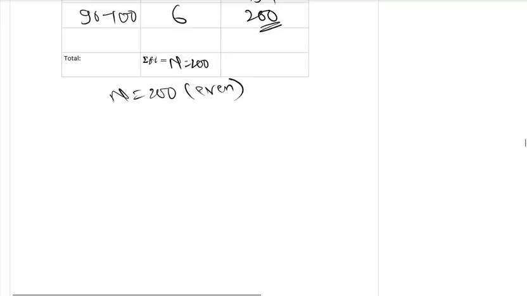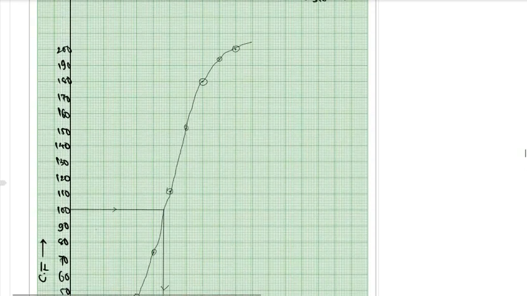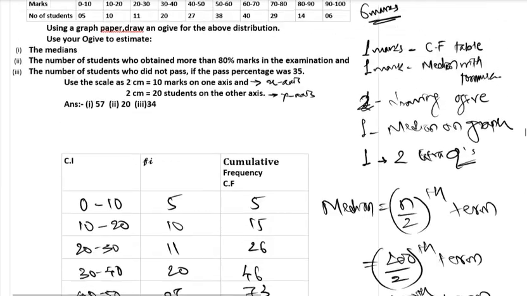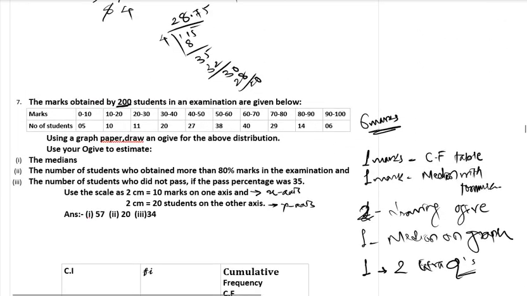Let us write just beside the graph. So median is equal to 56. Right, let's check the answer. 57 they are saying. Now very, very close, and I can't blame anything over here. It is very close.